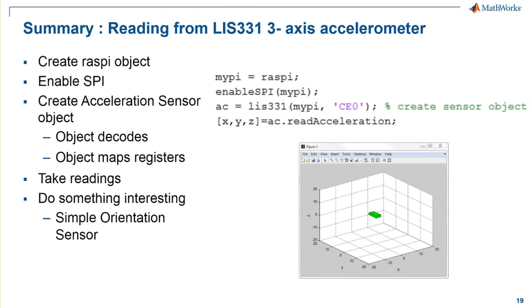So to summarize, we just demonstrated how you can acquire data from an SPI digital sensor connected to your Raspberry Pi. You can record acceleration measurements, and you can calculate pitch and roll to build a simple orientation sensor. The MATLAB functions available with this example will decode the acceleration data.